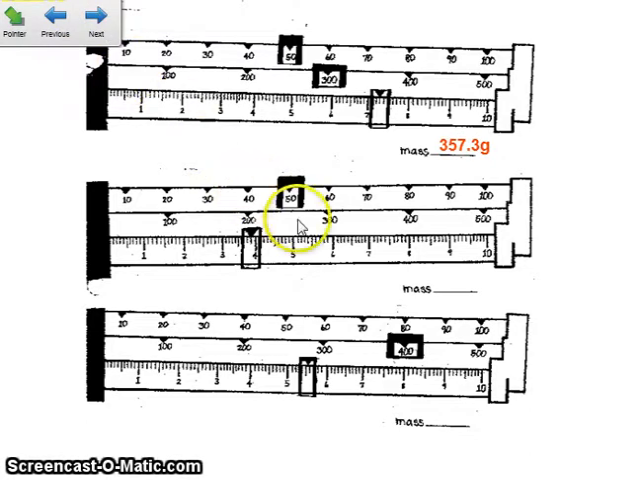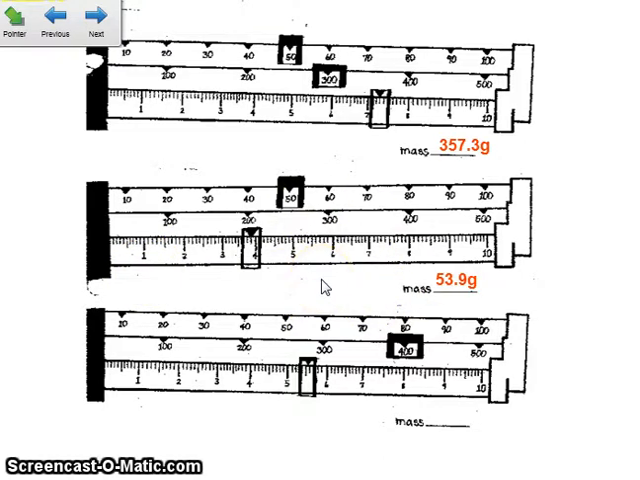Looking here, we have a rider sitting at 50, and we have a rider sitting at 3, and it looks like 3.9, just short of 4. So if you add 3.9 to 50, you get 53.9, which is the answer to this one.